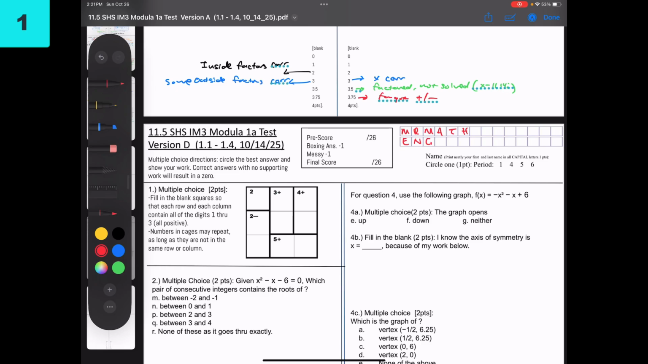Hey guys, this is Mr. Ng. Let's go over the Savannah High School Integrated Math 3 Module 1A Test, version D. This is on quadratic standard form and factored form, on October 14, 2025.